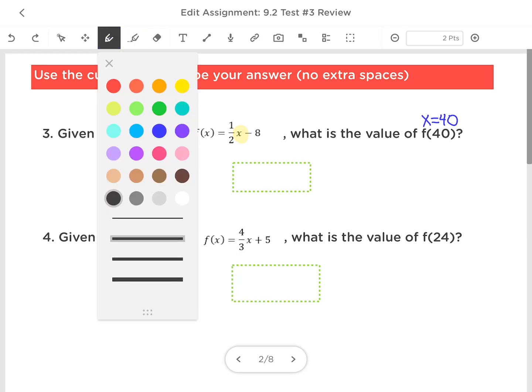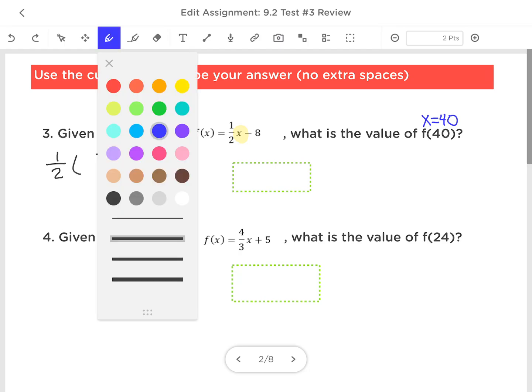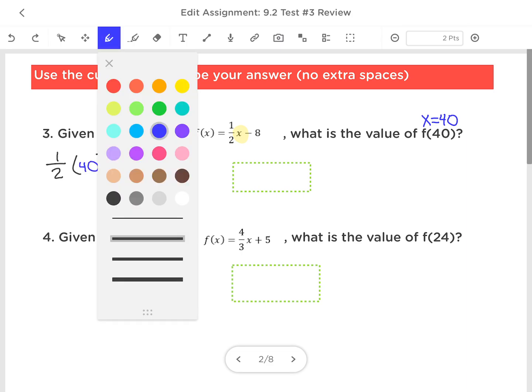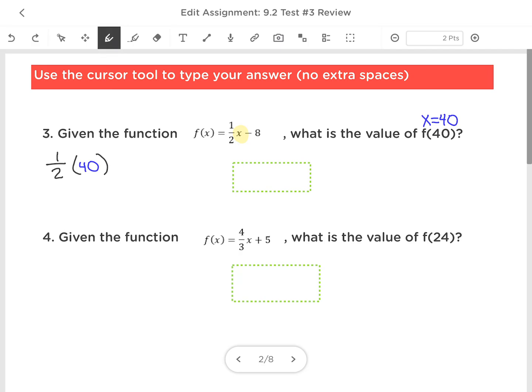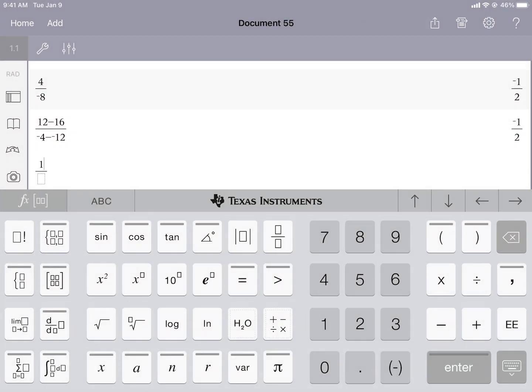So what this looks like is I have a 1/2, but instead of the x, I'm replacing it with the number 40. Everything else stays exactly the same. Again, I just changed the x to the number 40. Now I'm going to type that in my calculator. 1/2 times 40 minus 8.